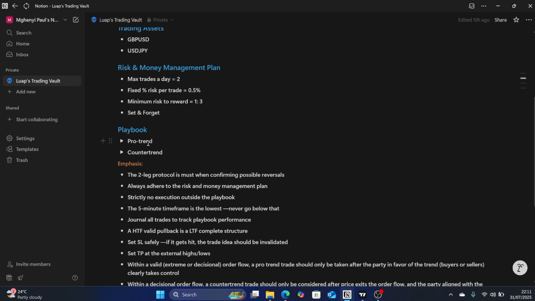Somewhere, just write it down. Everything that you'll be following, write it down and follow that. By following that, I mean rigorously, without deviating from it. Journal each trade you take based off that playbook, and don't deviate from that journal.